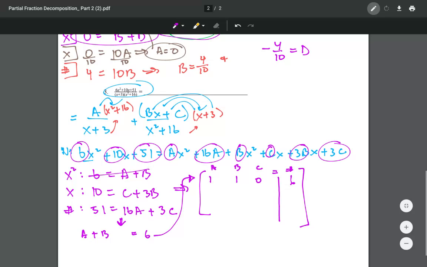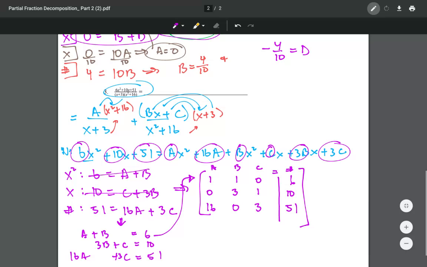Now for the x1, there are no a's, but I have 3b plus c equals 10. So 0 a's, 3 b's, 1 c equals 10. Finally, I've got 16 a's plus 3c equals 51. So 16, 0, 3 c's equal 51.